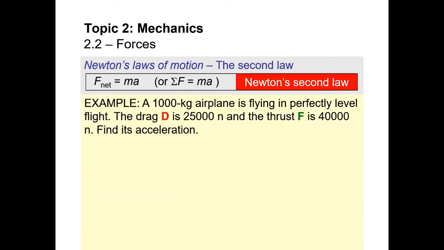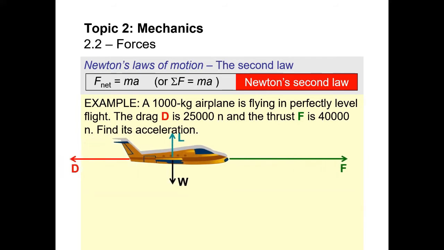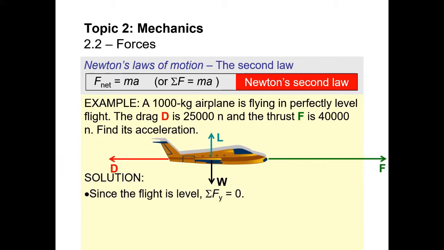A 1,000 kilogram aircraft is flying in perfectly level flight. The drag D is 25,000 Newton and the thrust is 40,000 Newton. Find its acceleration. Since the flight is level, the resultant force in y component equals 0. So the plane is not moving up and down. It's flying perfectly level flight. So lift force and weight cancel out.